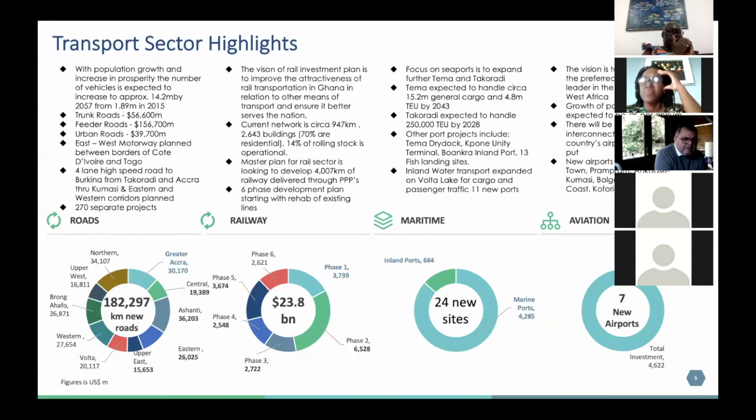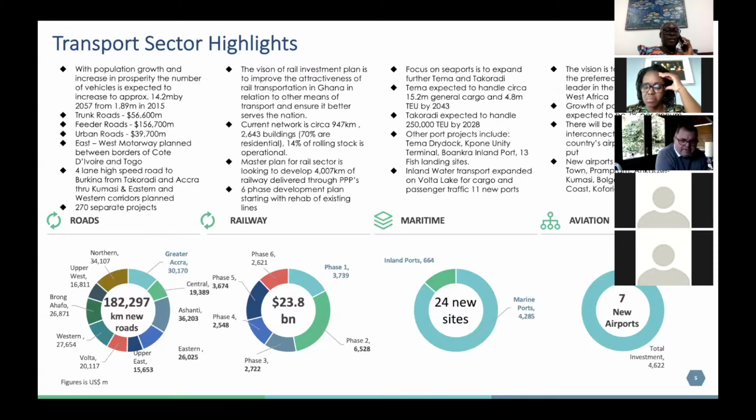The first phase is the rehabilitation of some of the existing lines in the western region to connect Kumasi, and then further phases connect through to Burkina Faso and, on the eastern side of the country, to connect to the mineral resources of the country. On the maritime side, there are 2 parts to that.